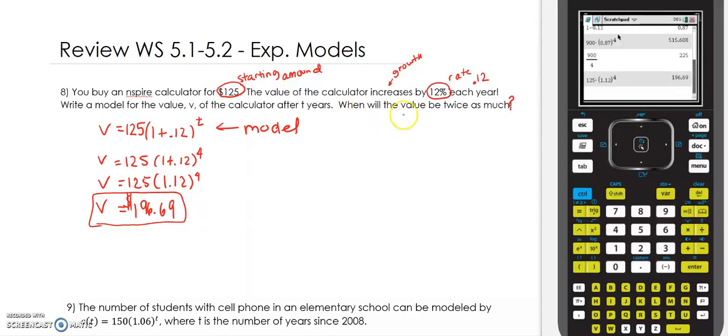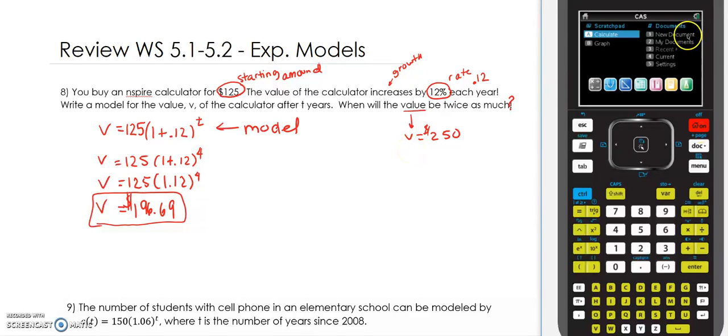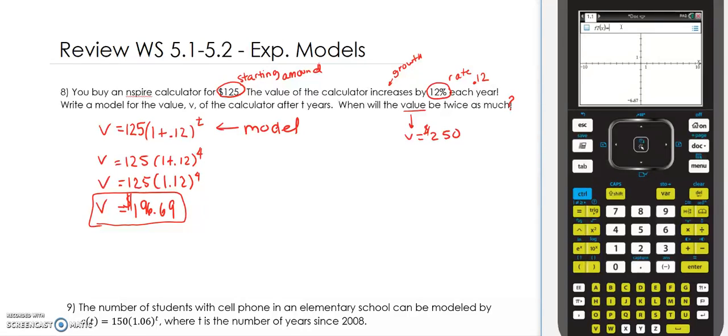So the next thing it asks is, when will the value be twice as much? So if I want the value to be twice as much, I guess I should have said from when we purchased it. I'm looking for the value to be $250. When do I get to $250? So this is when I'm unsure of this ending amount. So I'm going to go into my calculator. I'm going to open a new document so that I can make sure I have a fresh graph. And I'm going to put in our original model, 125, 1.12, raised to the, now please don't put t in, put x. Our variable when we graph should always be x.